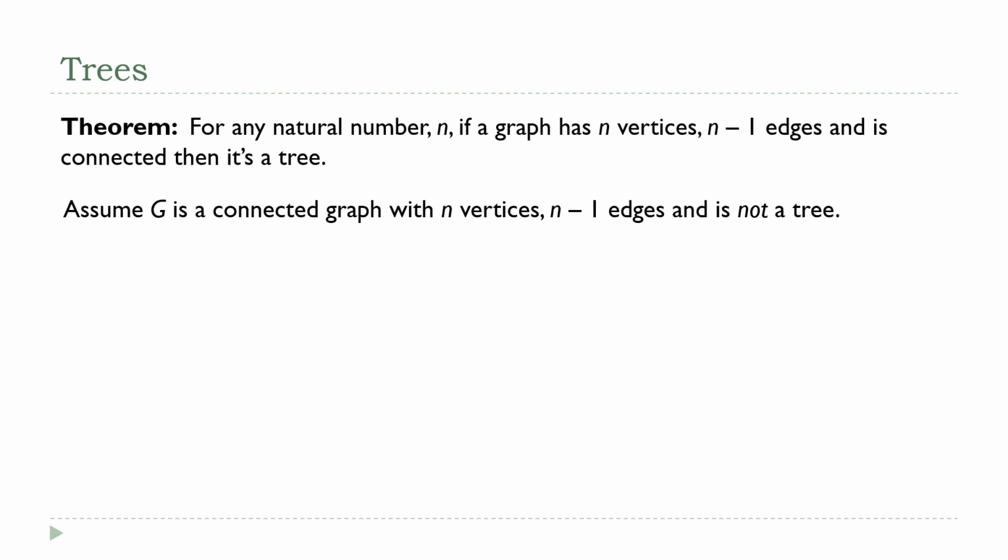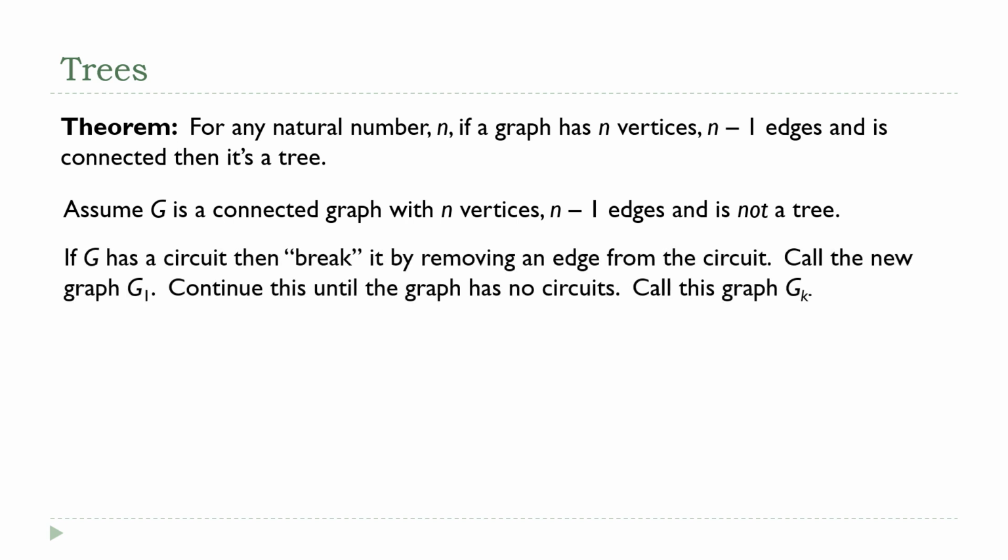So here's what I'm going to do. I'm going to build a new graph. I'm going to find that circuit, and I'm going to break it. I'm going to remove an edge. Right? And I'm going to call the new graph that I get from doing that G1. Now, maybe we're done, maybe we're not. I don't know how many circuits this thing has. Maybe it has more than one. So I'm going to keep on doing this until all of the circuits are broken. I'm going to call that new graph G sub K.